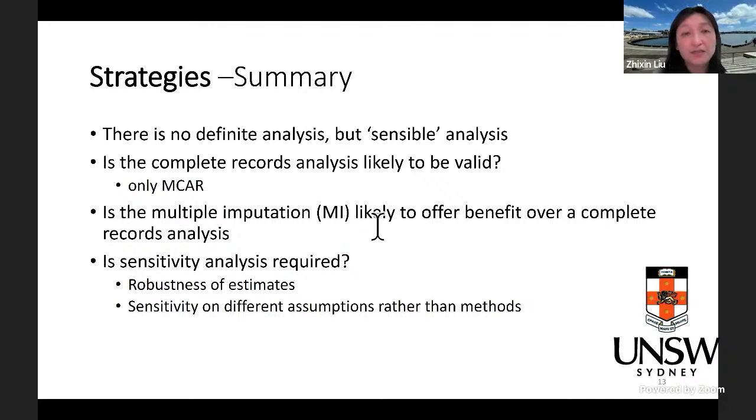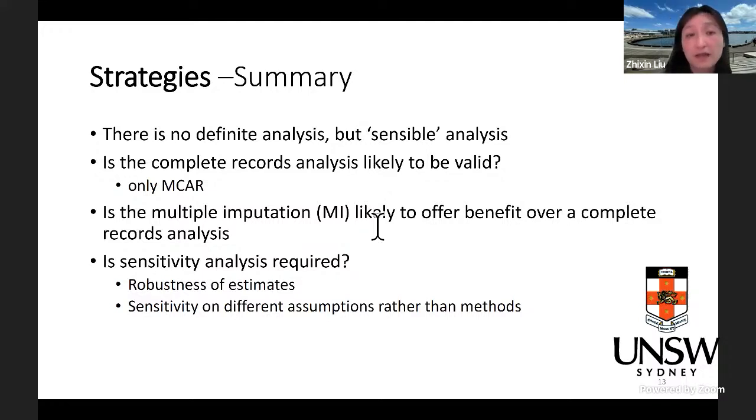Okay, so let's do a bit of a summary about strategies. Again, I want to remind you there is no definitive analysis, but we are trying to conduct a sensible analysis in the presence of missing data. So we may ask ourselves questions to help us determine the strategy. First, is a complete record analysis likely to be valid? If yes, that's the simplest case, right? But that comes down to whether we are comfortable or confident that the mechanism is missing completely at random. If not, then the complete record analysis is not appropriate.